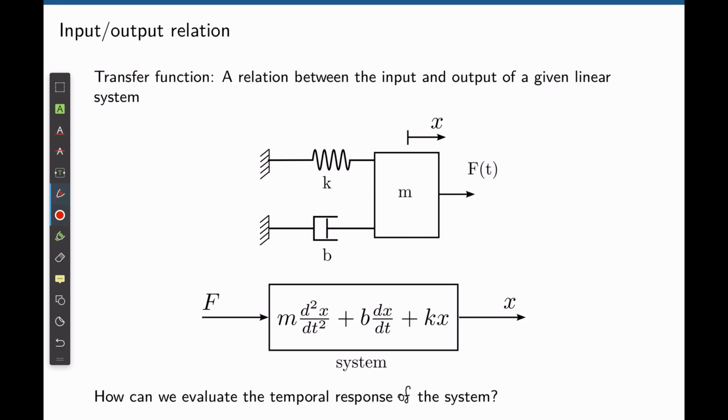In the mass spring damper system, the input could be the force F of t and the output could be x. But now if you have a temporal representation of the system, such as the one given here, it becomes very difficult to find that relation explicitly. If you're interested in the temporal response of the system, we now need to solve for that second-order differential equation.